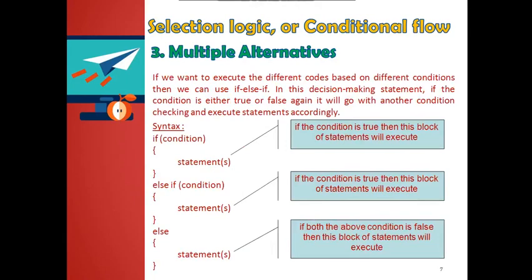In multiple alternatives, if we want to execute different code based on different conditions, there will be so many conditions. As I gave you the example of admission in college, science stream, arts stream, and other streams are also there. So in this decision making statement, if the condition is either true or false, again it will go with another condition. If a condition is satisfied, it gets checked and printed with that condition. Otherwise it goes for another check.